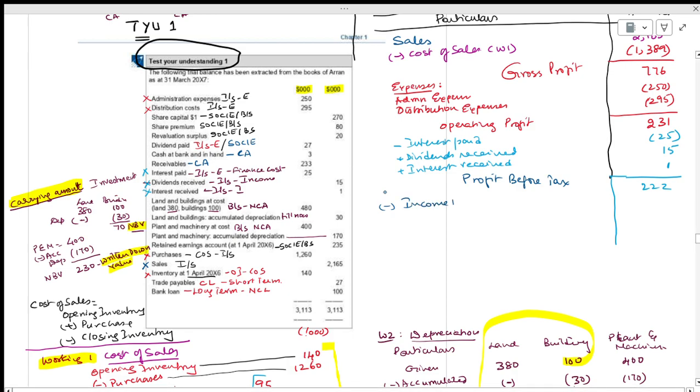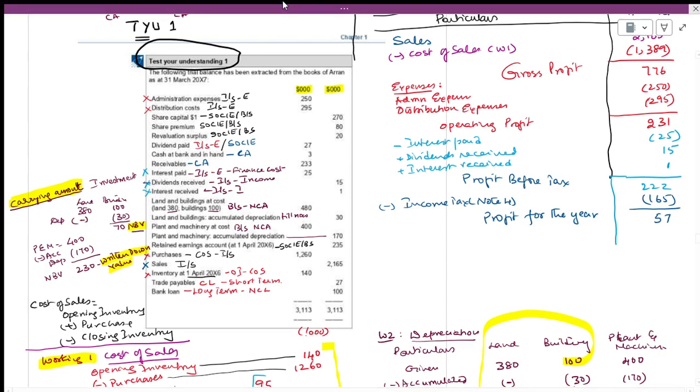Income tax, I will write note 4. How much? 165. Is it right? Note 4 is how much? 165. 222 minus 165. 57. This is called profit for the year.